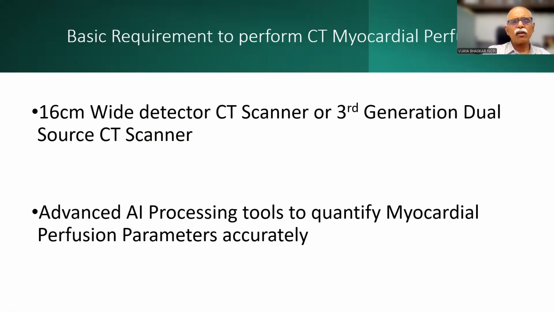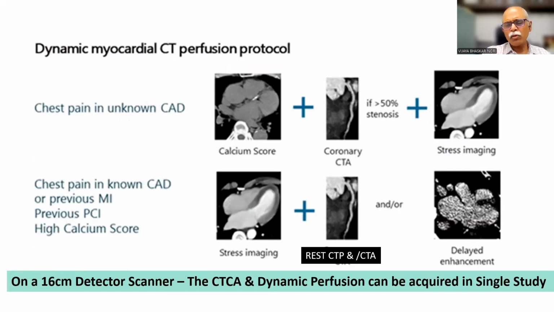The basic requirement for the hardware is you need a 16 centimeter wide detector or a third generation dual source CT scanner. Advanced AI processing tools to quantify myocardial perfusion parameters accurately. You get so much data in stress and rest that you need dedicated, AI-based software to calculate the perfusion parameters. They show the color-coded picture of the perfusion defect, and then give myocardial blood flow values at rest and at stress. For that you need AI-based software. Now, what is the algorithm used?